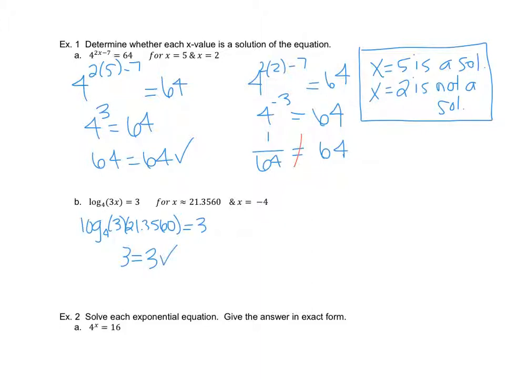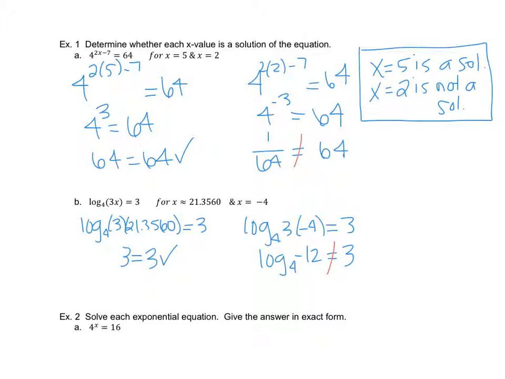We're going to do the same for x equals negative 4. So log base 4 of 3 times negative 4 is 3. What you will want to type into your calculator is log base 4 of negative 12 equals 3, and that one does not work. If you notice a pattern here, when we plug in our x value and we get negative exponents or negative logs, that is where we're finding that we have no solutions.